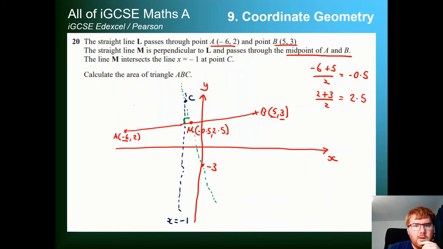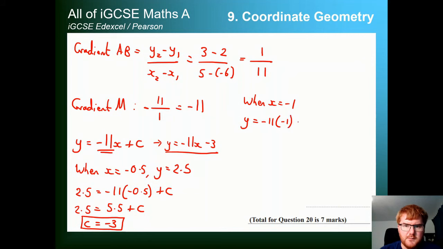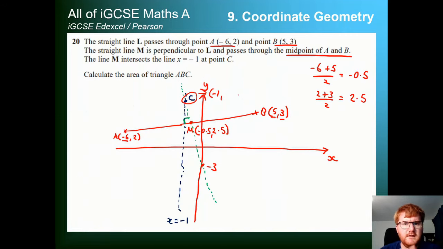Now we need to work out where it intersects with C here. So we know the x-coordinate, that's minus 1 from the line. Now we need to work out the y-coordinate. So when x is minus 1, we put it into this formula here. So we get minus 11 lots of minus 1 minus 3. That gives us 8. Again, does that make sense from our diagram? Again, I could definitely believe that too.